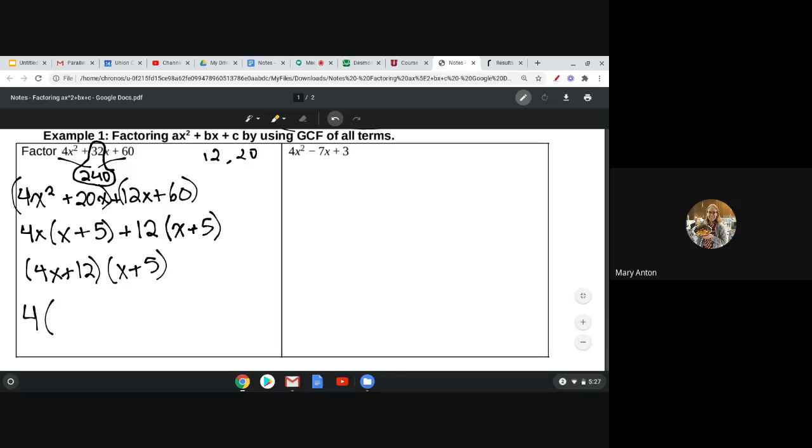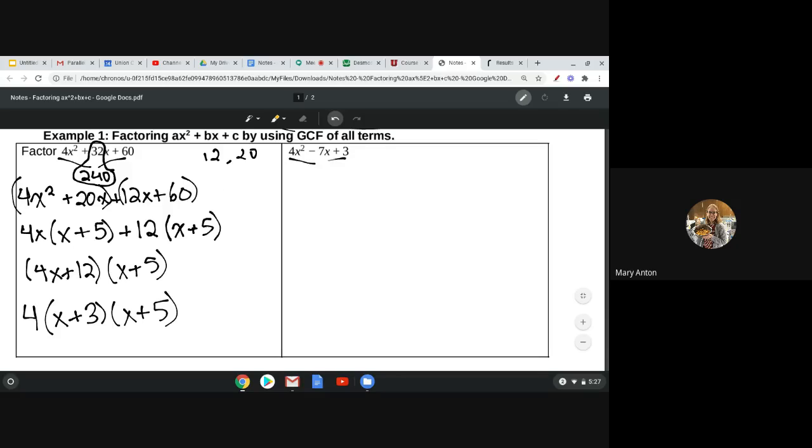And if we factor a 4 out of 4x, we're left with an x. If we factor a 4 out of 12, that's just a 3. And then this term doesn't change. So that means 4x squared plus 32x plus 60 factors to 4 times (x plus 3) times (x plus 5). Let's move to the second example.